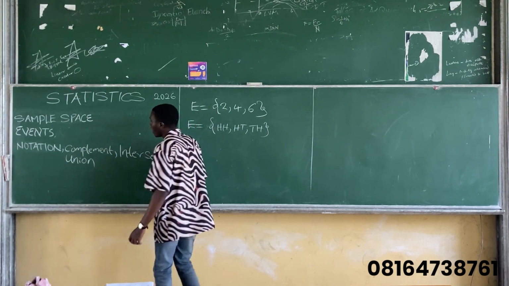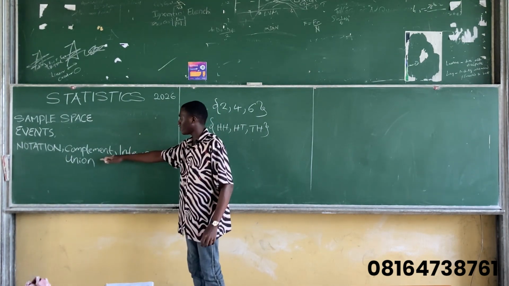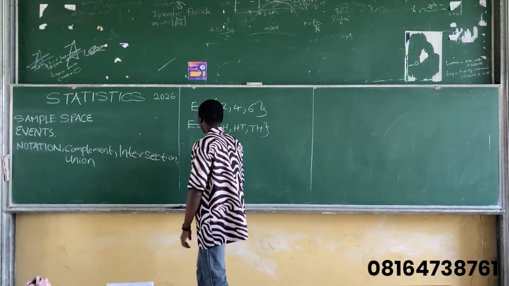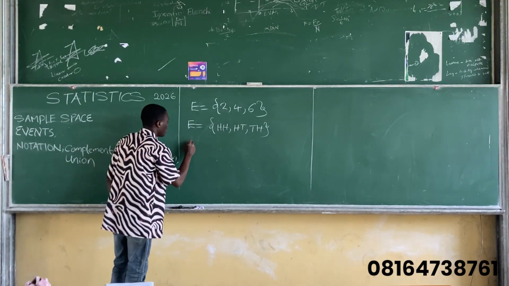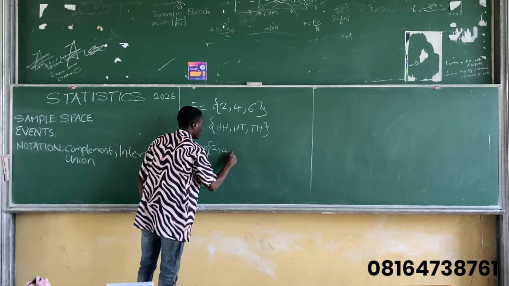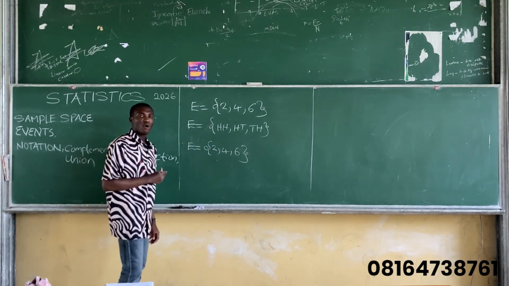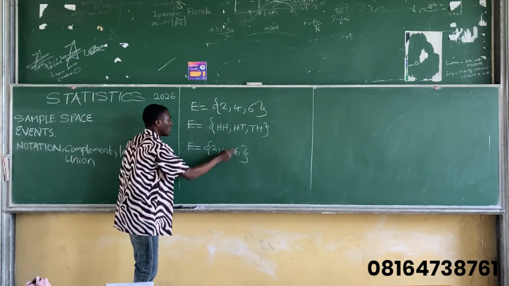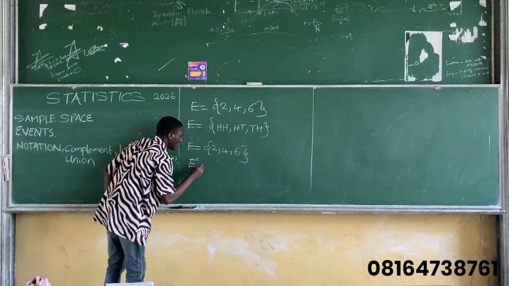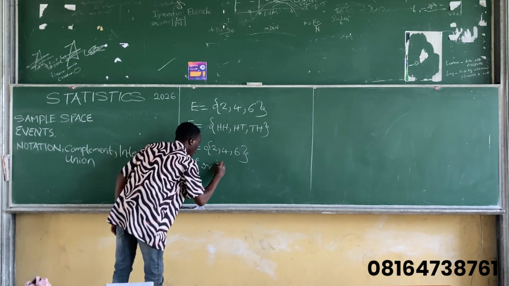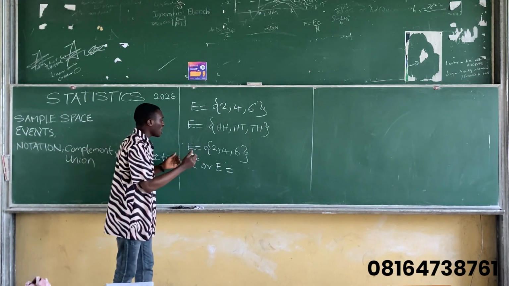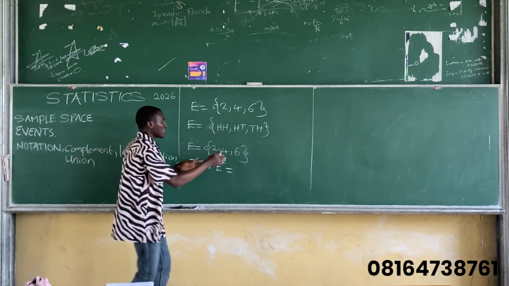Now, to the next concept, we have notations, which include complement of an event, intersection between events, and union of an event. For example, if we have an event being the set of even numbers for a rolled dice being 2, 4, and 6, the complement of this event, written as E C or E prime, would be the sample points which are in the sample space but are not part of the event.